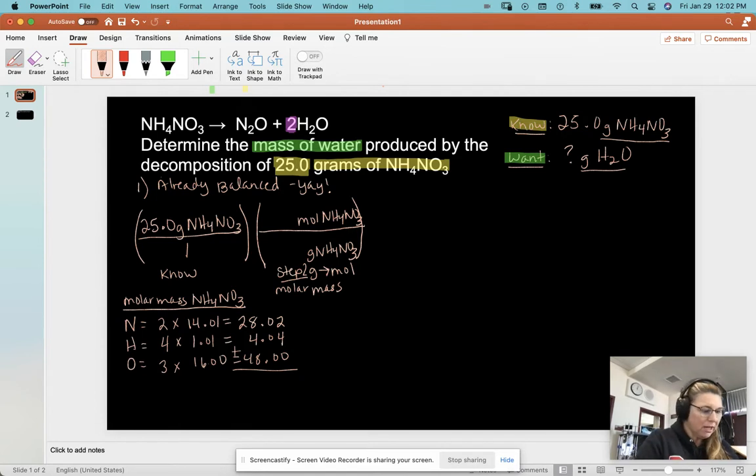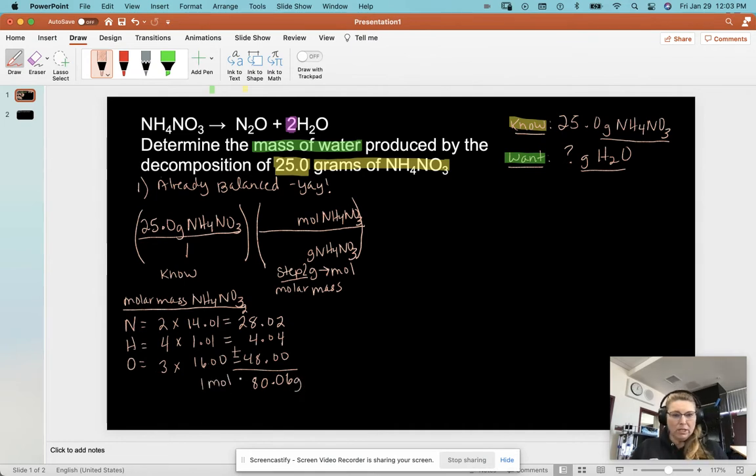Apparently I can't pull my calculator app up right now. Actually, we can do this the old-fashioned way, right? So 4 plus 2 is 6, zeros. So 8 plus 4 is 12, plus 8 is 24. So this is going to give us 80.06 grams is 1 mole.